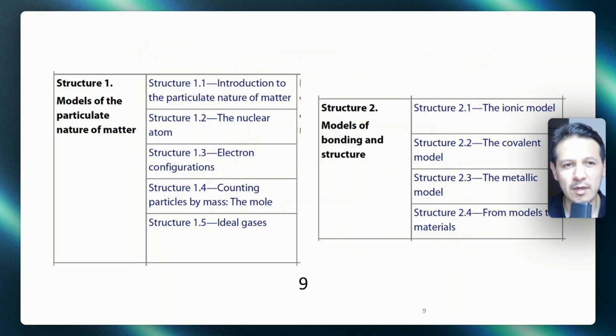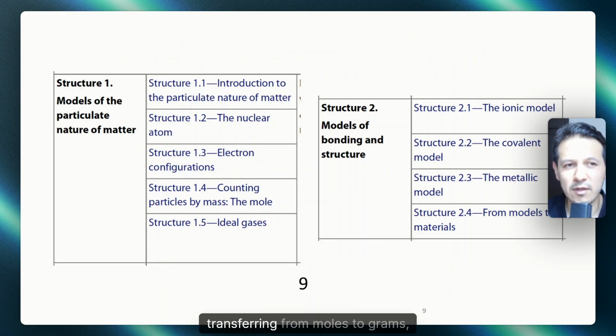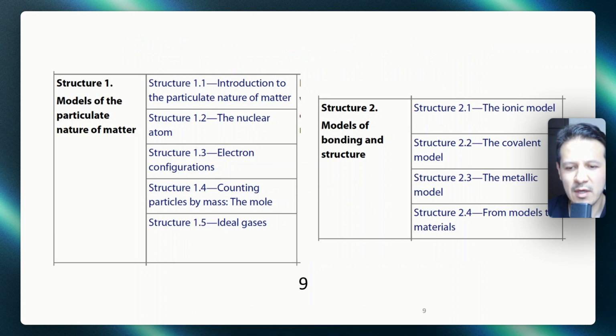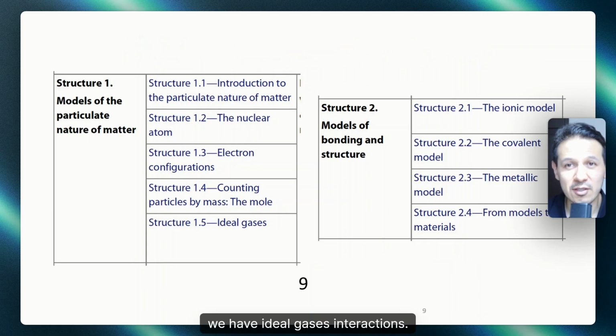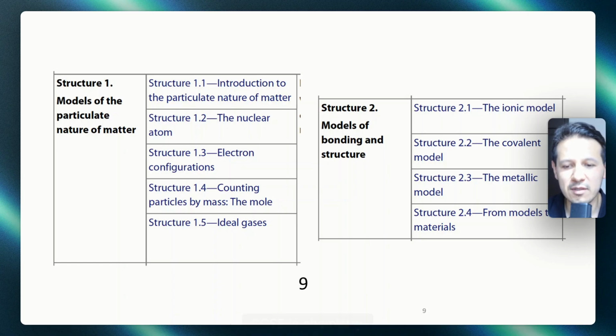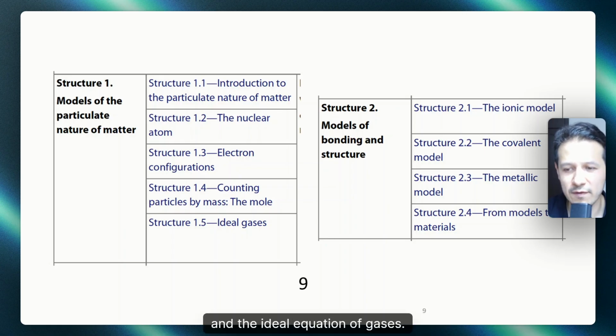So if you remember stoichiometry, transferring from moles to grams, grams to moles, and determining a specific yield in a particular chemical reaction. This is what we are going to study there. We have ideal gas interactions. You have studied the laws in the MYP or GCSE in chemistry, and this is ideal gases: Charles, Gay-Lussac, and Boyle, and the ideal gas equation.